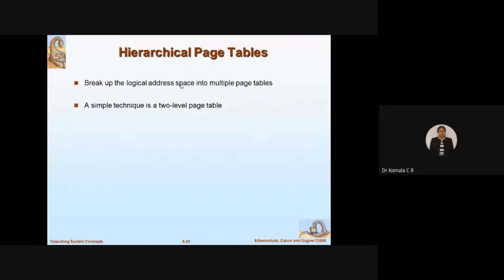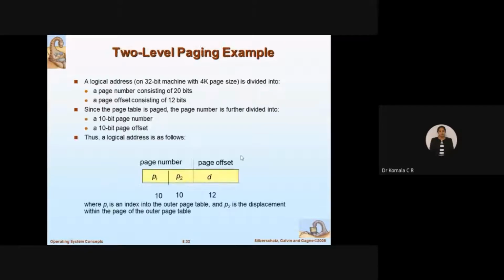We go for n number of page tables with respect to the logical address space. We divide this, okay. So, a simple technique: in place of multiple, I'll go for a two-level page table. So let us see how that mapping is done. Coming to an example here, let us consider a logical address of some 32-bit machine with some 4K page size. It is divided into two parts here: the page number we are supposed to check and the page offset.